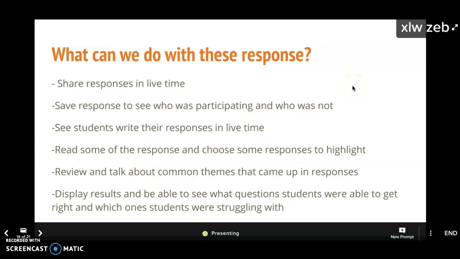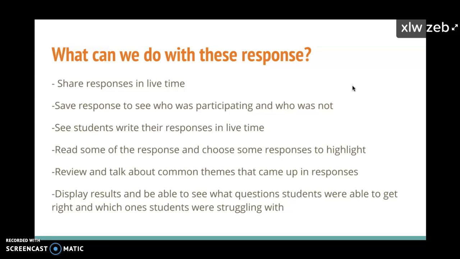So what can we do with these responses? We can share responses in live time. We can save these responses to see who is participating and who is not. And that's a great way during this remote learning to gauge whether students are actively engaged or present. We can see students write their responses in live time. We can read some responses, choose a few to highlight. We can talk about common themes and display the results and be able to see what questions students were able to get right and which ones they're struggling with.